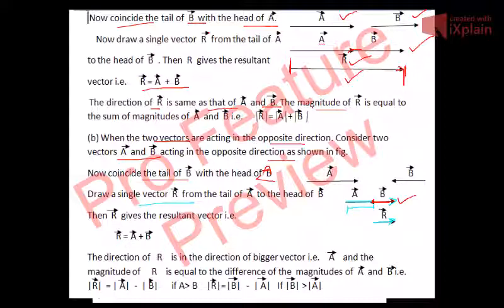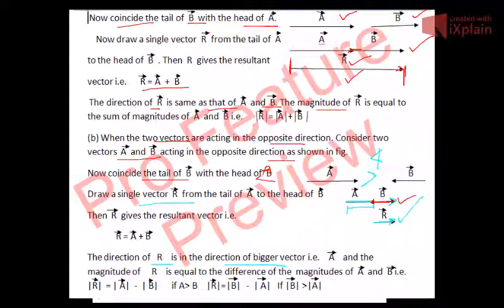Since A and B are in opposite directions, what will be the direction of R? Will R be in the direction of A or in the direction of B? So we have to see which is the bigger vector. If A is bigger than B, then R will be in the direction of A, and if B is the bigger vector than A, then R will be in the direction of B. In this case, as you can see from the figure, A is bigger than B, so R will be in the direction of A.